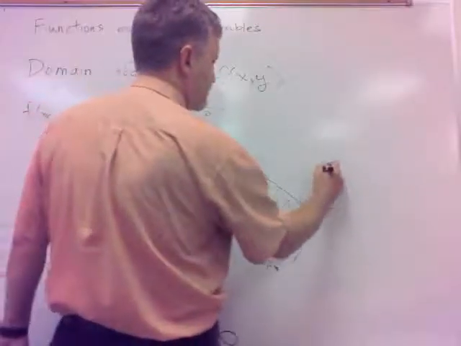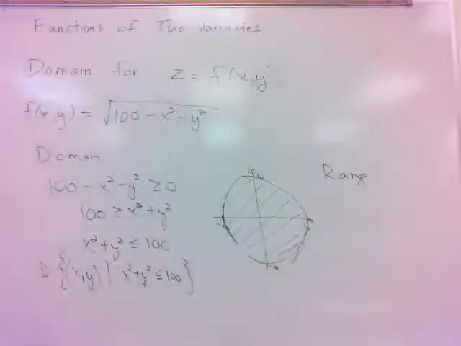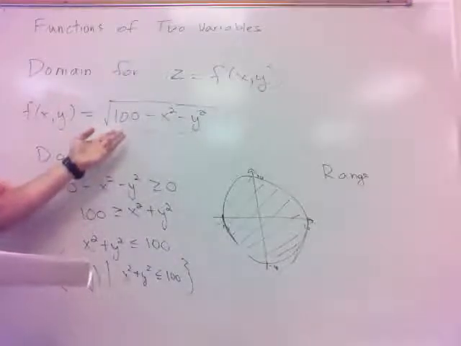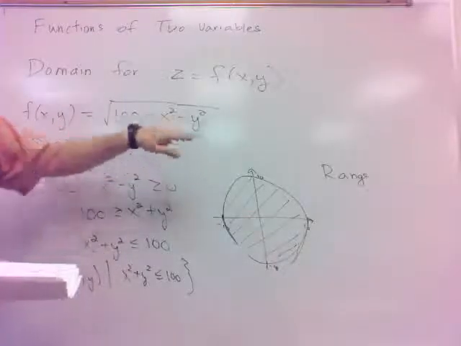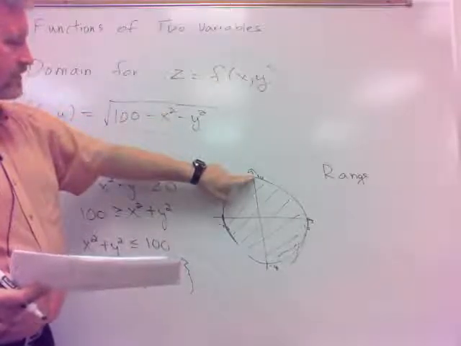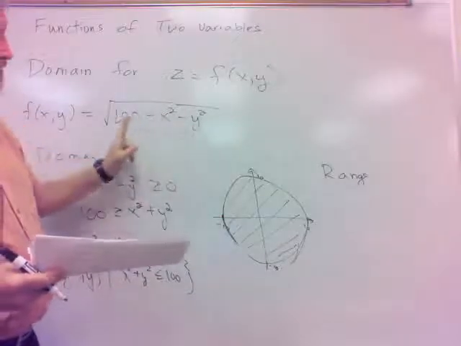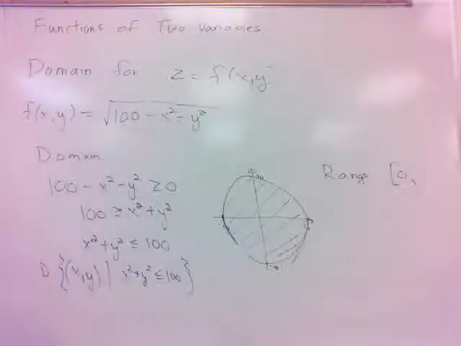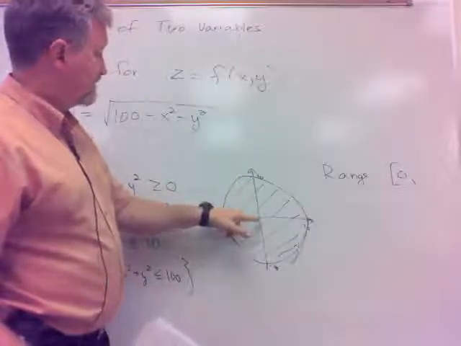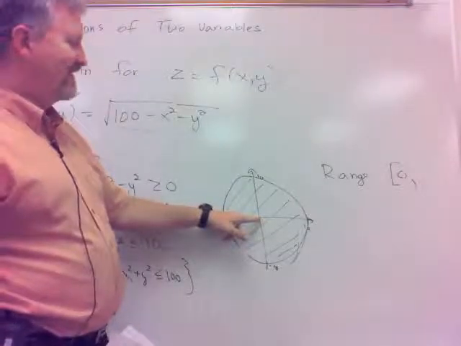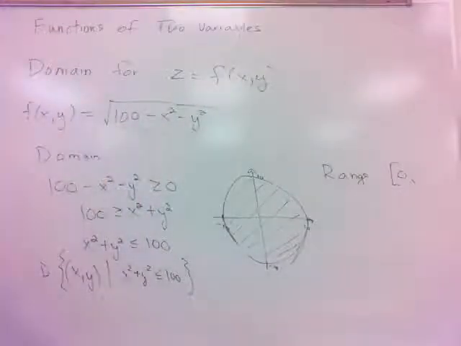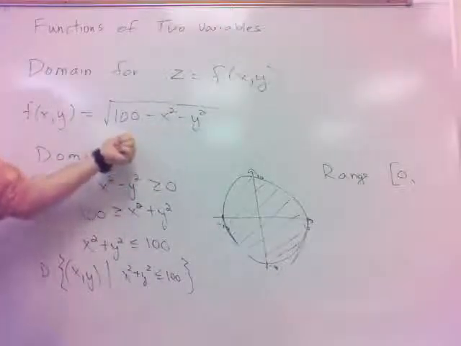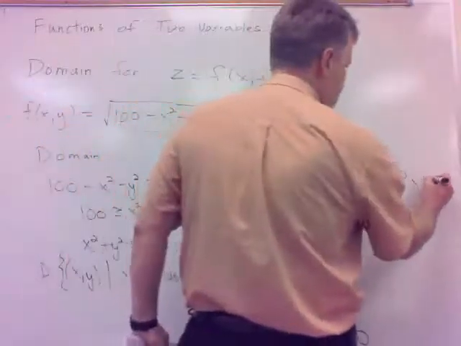And then, of course, our range here. Obviously, we can't have any negatives, so it's going to start at 0. If we were on, say, the 10, 0 point here, or the 0, 10 point, x is 0, y is 10, that would put us at 0, right? So we could get a 0 out of this. But how much further could we go? To infinity? Well, if you think about it, if you go to 0, 0 here, x is 0, y is 0 will put you at the square root of 100. And so that is going to be your greatest value there.